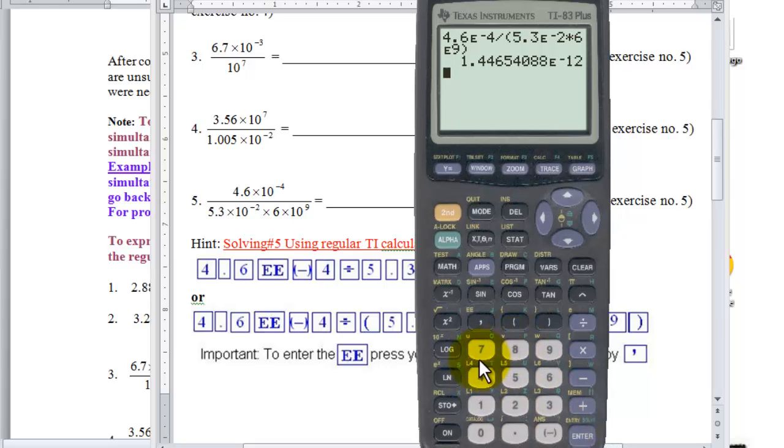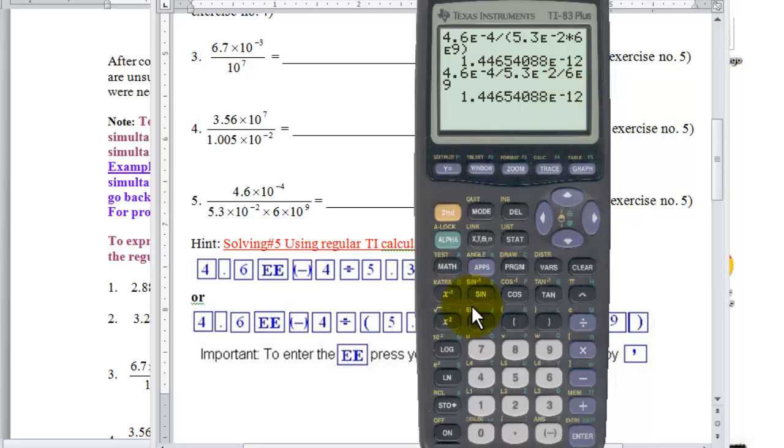Of course, the second method, 4.6 second E -4, 4.6 times 10 to the -4 divided by 5.3 second E -2 divided again by 6 second E 9. So you can see here we divided 4.6 times 10 to the -4 by 5.3 times 10 to the -2, then divided again by 6 times 10 to the power 9. I press enter, and you can see we got the same answer, 1.4465 times 10 to the -12.